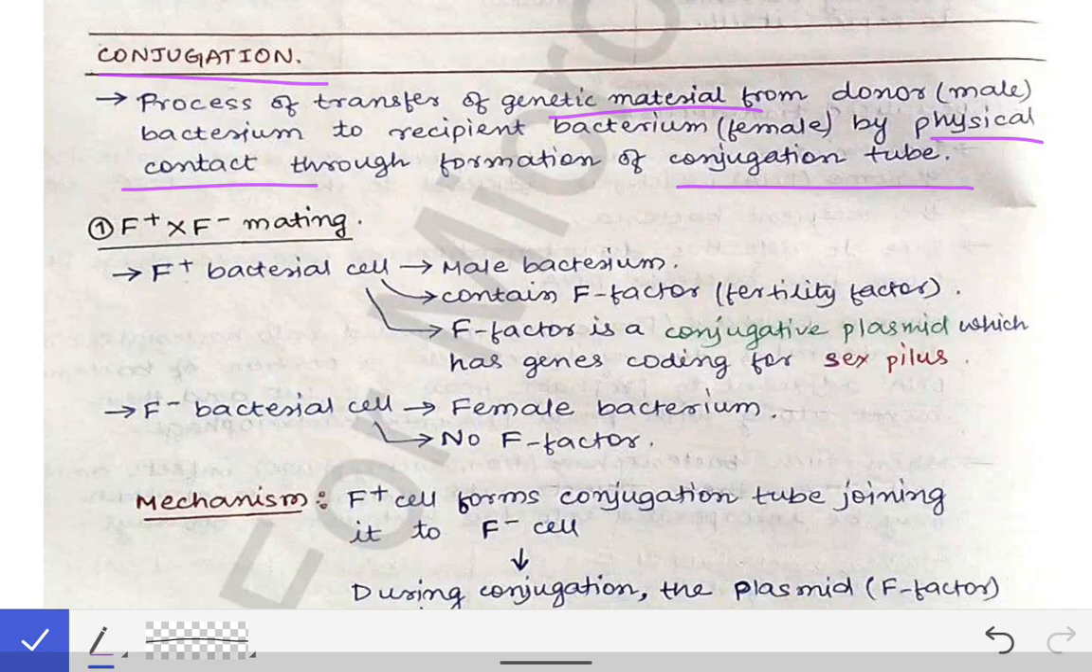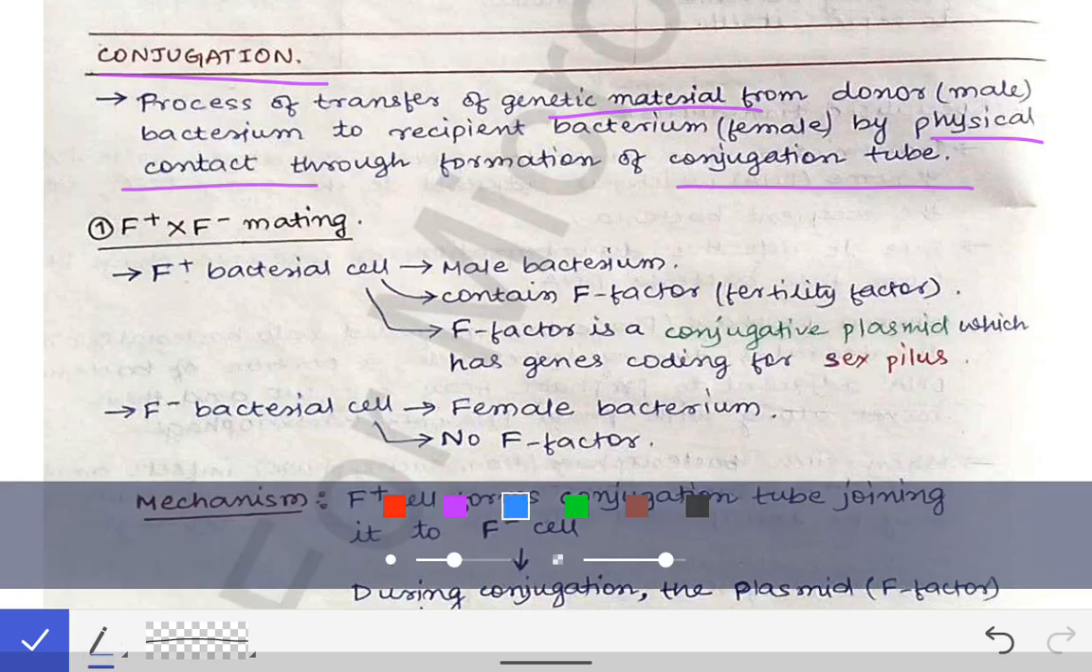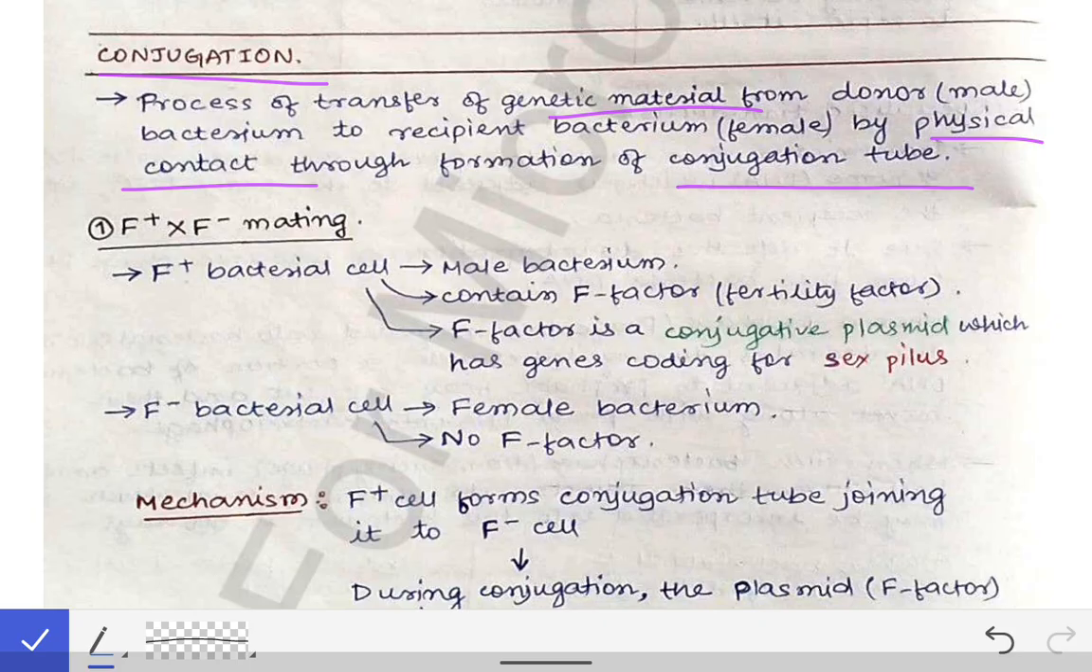So what do F plus and F minus mean? F plus bacterium, in layman's terms, can be called the male bacterium. So F plus means male bacterium. Now why is it called F plus? This is because it contains the fertility factor. If you remember our plasmid class, I had described the F plasmid. That F plasmid contains the fertility factor, or is otherwise called the fertility factor itself.